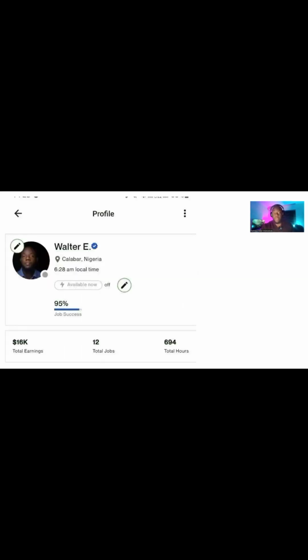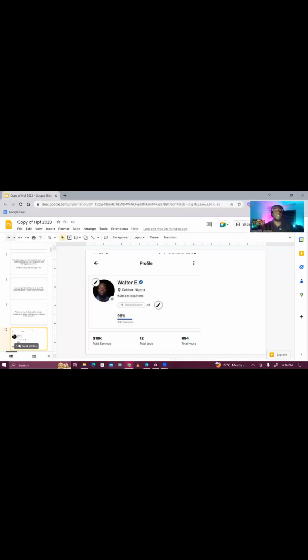So first of all, here's my profile. You can see it right here. Walter A. Naya, Calabar, Nigeria. You see it's over $16,000 earned. And I earned this amount of money within the space of 5 months. So that should be approximately $3,000 plus every single month.